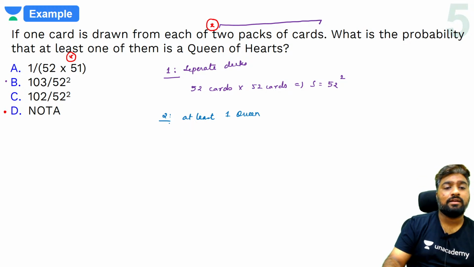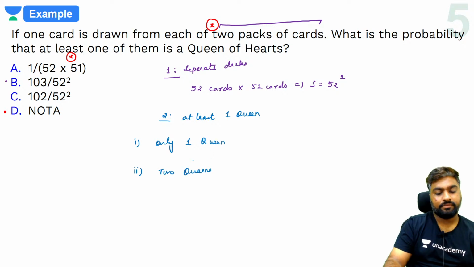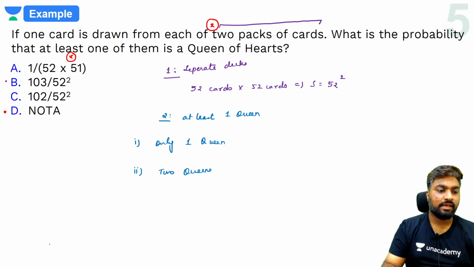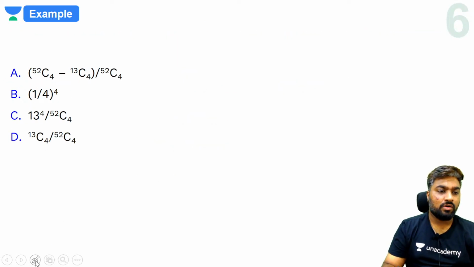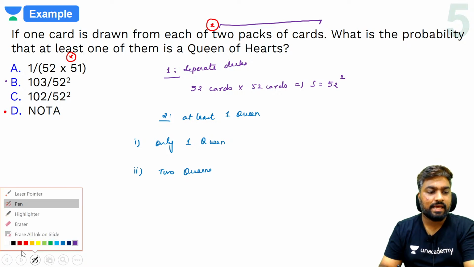At least one queen means what? You will have cases. Case 1, only one queen. Case 2, two queens. Correct? So what do we have here? We have our traditional two case scenario.